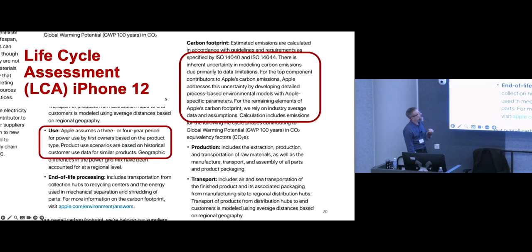When it comes to the operational side, estimating how much energy and how much carbon a particular device is going to consume over its lifetime during usage, there's even more uncertainty, I would say. Apple is assuming a 3 to 4 year period of use by the first owner of the device, and then they use historical data to make predictions.